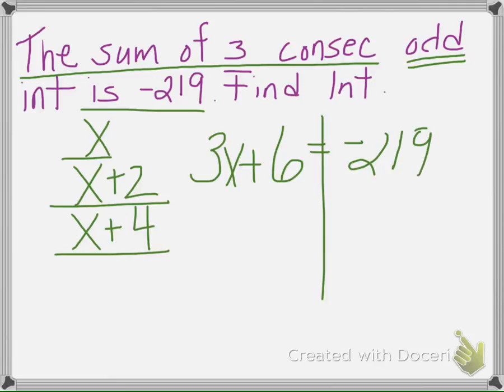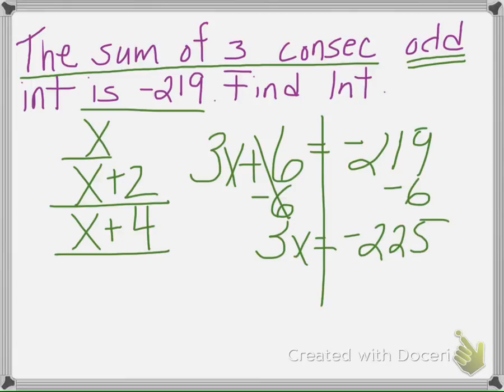So first things first, we want to just, what to both sides? Subtract 6. This is old stuff, right? Minus 6 from both sides. We have 3x equal to negative 225. Last step, divide both sides by 3. And I'm going to get x equal to a negative, we don't have a calculator around. Hang on a second. Okay, x is equal to negative 75.